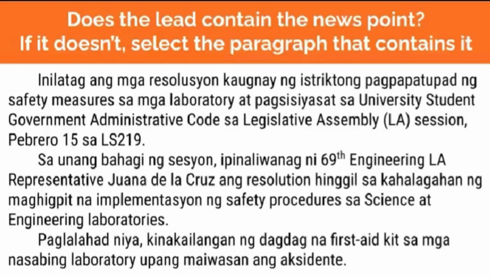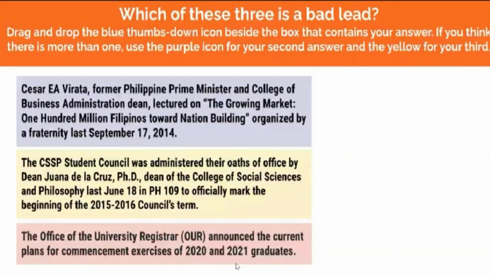Okay? Ang news value, saan makikita? Is it in paragraph 1, 2, or 3? And the answer to that is in paragraph 3. Alright? Sige, let's move on. This time, which of these three leads is a bad lead? Ito naman. So pakipili kung asan sa tatlong lead na to ang hindi tamang lead.